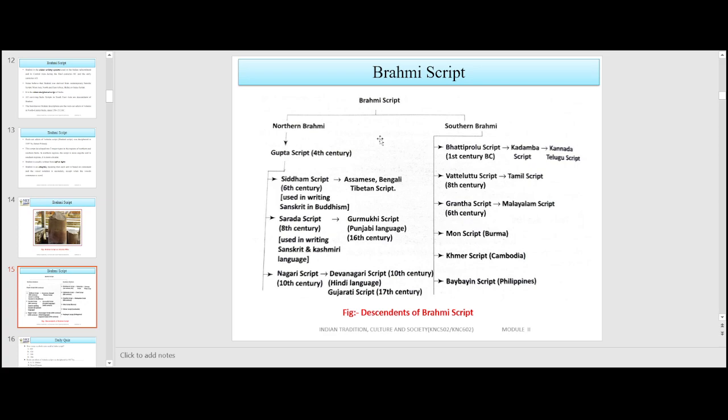And here you can say the Brahmi script's descendants are also present in Burma, currently Myanmar, the Mon script, the Khmer script in Cambodia, and the Baybayin script in the Philippines. So the descendants are spread in different parts. And this is the evolution of the Brahmi script. In the Southern Brahmi, you can write the Bhattiprolu script. You already heard this. Kadamba script, between the 4th to 6th century.